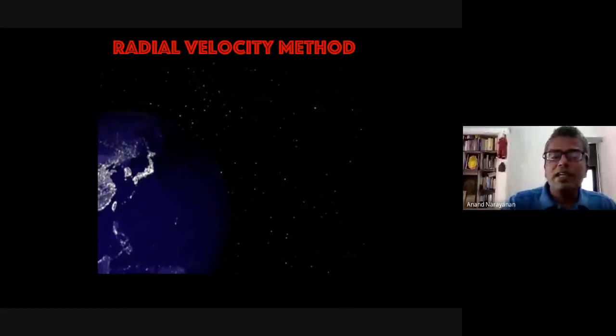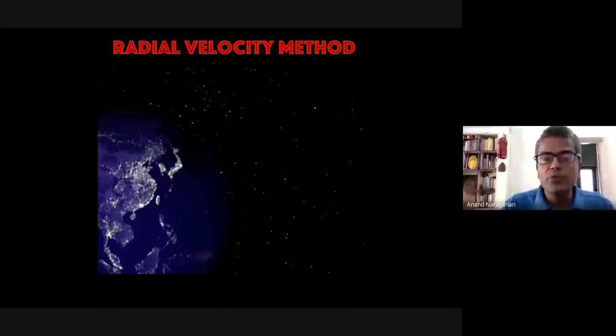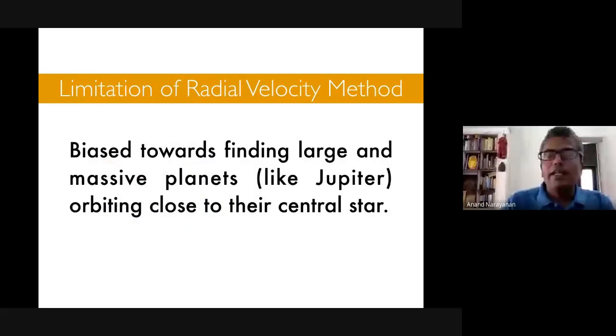So given that the radial velocity method has sensitivity issues, it's much easier to find massive planets orbiting very close to their stars than terrestrial mass planets orbiting far away from it. So that's the observational bias in the radial velocity method, and that's a limitation of this technique also. It is biased towards finding massive planets orbiting very close to their host stars. These kinds of planets are generally collectively referred to as hot Jupiters.